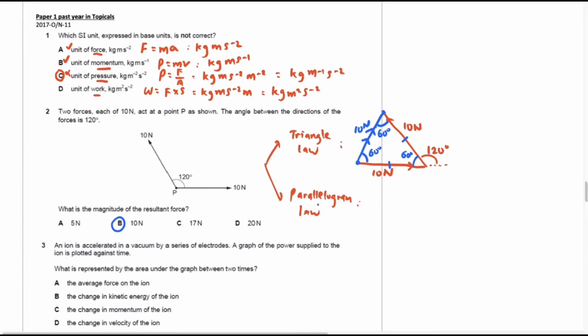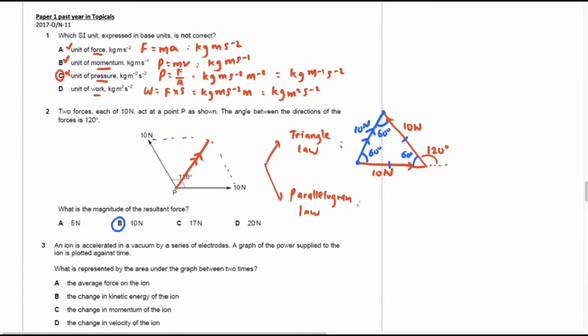So of course, you can use the parallelogram law. Parallelogram law is where we don't do head to tail. We don't connect. The idea is we just take the same starting point, draw the 10 Newton and another 10 Newton. Then imagine we have a parallelogram in this particular way. Then from this starting point again, we draw out the diagonal. So this diagonal is the resultant.